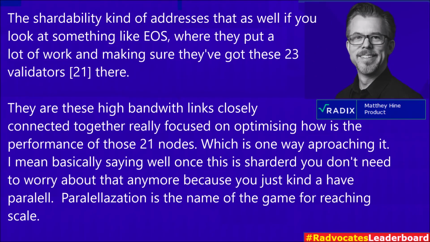I mean, you look at something like EOS, where they put a lot of work into making sure that they've got their, what is it, 23 or whatever validators. 21, isn't it? Yeah. They're on these very high bandwidth links, and they're closely connected together. They've really focused on optimizing the performance of those 21 nodes, which is one way of approaching it. But what we're doing is basically saying, well, once this is sharded, you don't need to worry about that anymore, because you just parallelize. Parallelization is the name of the game for reaching scale.